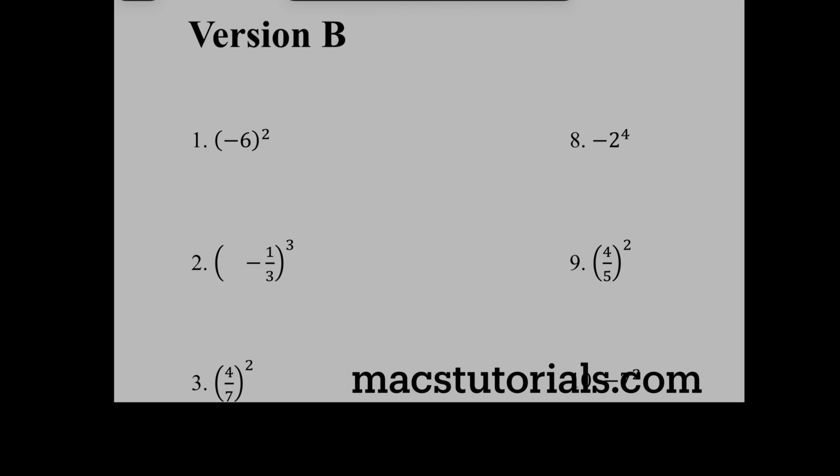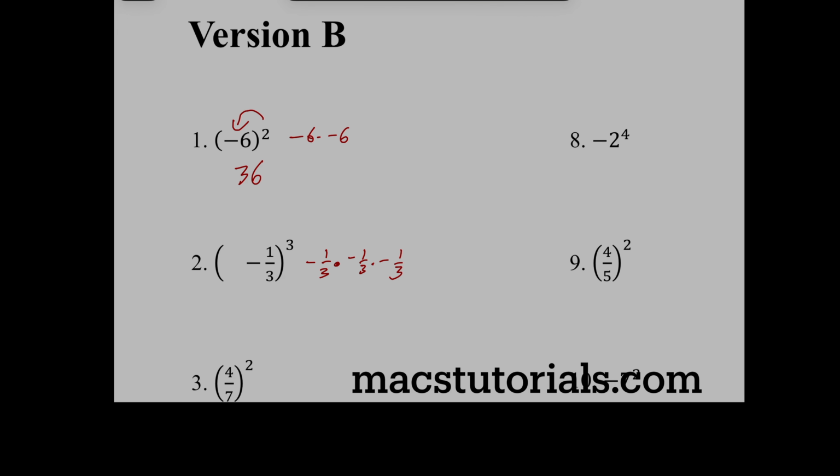Okay, so number one, if I have two negative signs and this 2 goes to everything in here, well, a negative times a negative is a positive, so my answer here is just a normal positive 36. You can also think of this as negative 6 times negative 6, okay? This one you can think of as negative 1/3 times negative 1/3 times negative 1/3. Those are some really ugly threes. I apologize to everybody out there. How embarrassing is that? Okay?